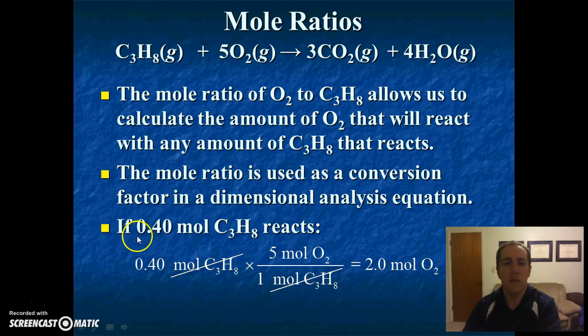So here it says we're going to have 0.40 moles of propane starting. You take your 0.4 moles of propane, use your conversion factor, cancel your units. There are 5 moles of oxygen to 1 mole of propane. We're starting with 0.4 moles of propane. We cancel units. Moles of propane go down here. The 1 goes here. The 5 goes here. Units cancel. We're left with moles of oxygen. So 0.4 times 5 equals 2. That's it. It's as hard as it gets.